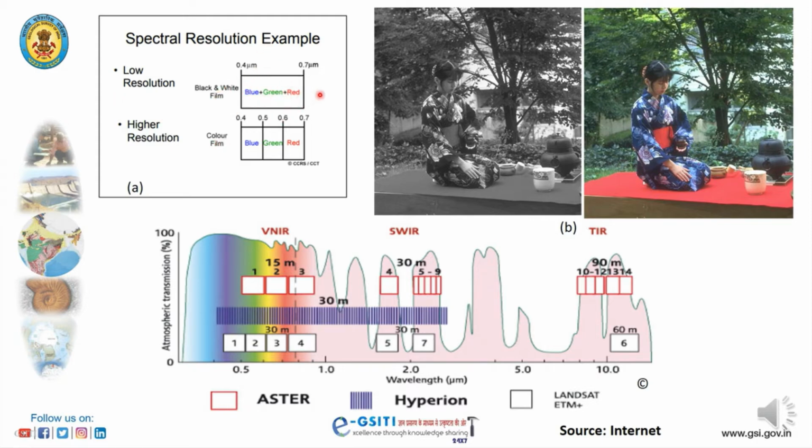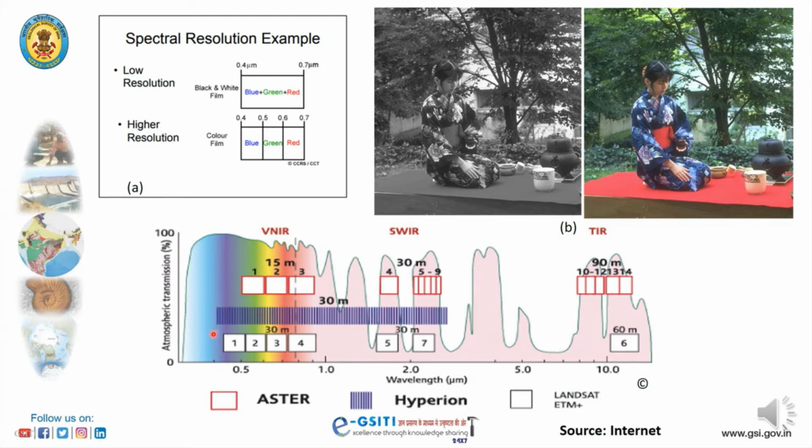Here some examples are given. We can see low resolution spectral bands where one band is there, blue, green, red, covering the entire range, and here a higher resolution band is there, blue, green and red. 3 bands are there. So the resolution of this band is better than this band.